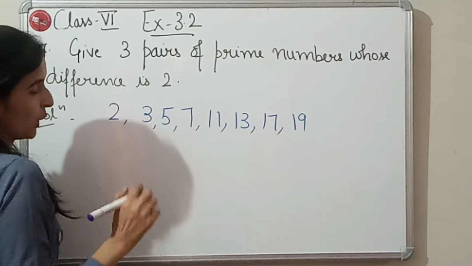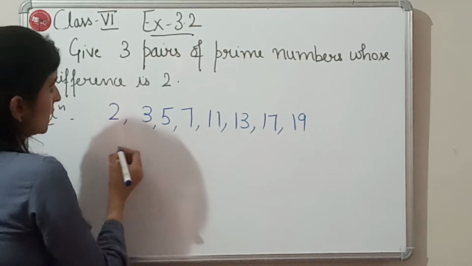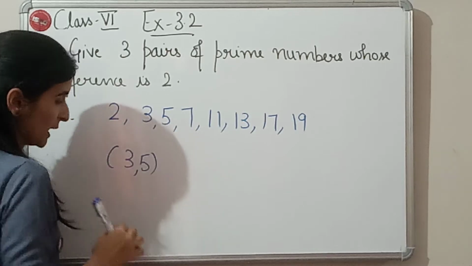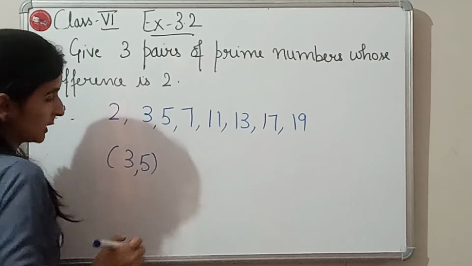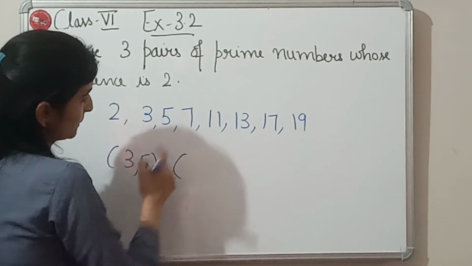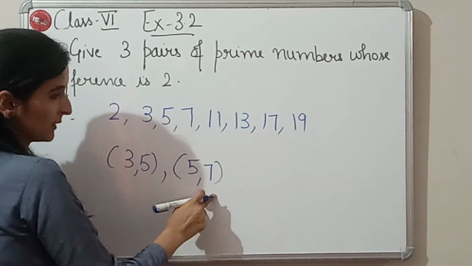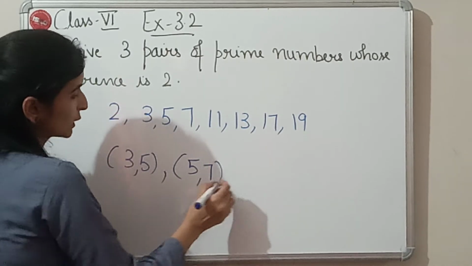Clear? So now we have to write 3 pairs of prime numbers whose difference is 2. So the first pair of prime numbers is 3 and 5. 3 and 5, their difference is 2. 5 minus 3 is 2. And another pair can be 5, 7. 5 and 7, their difference is also 2. 7 minus 5 is 2.